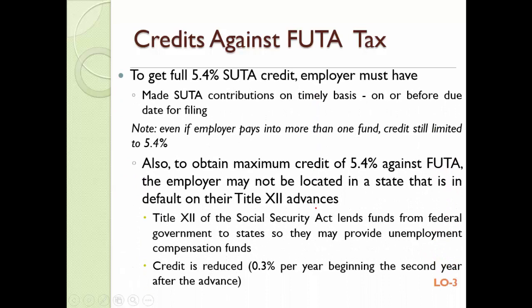How do you get that credit? If you make your contributions to your state unemployment on a timely basis, then you can obtain this maximum credit of 5.4% against your FUTA.